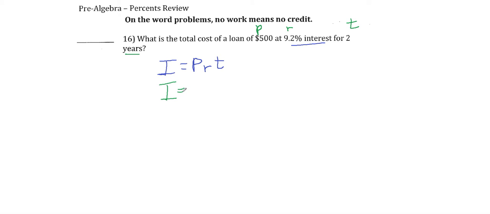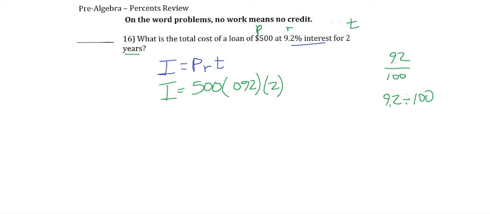Interest equals the principal, which is 500, times the rate. You can either do 0.092, which is what I like to do, or if you want to remember, it's 9.2 over 100, and that's division, so that's 9.2 divided by 100. So that's how you can come up with that 0.092 if you forget or if you're not sure. But then, so that's principal times the rate. We still got to multiply by the time, which is 2. And then let's punch it into the calculator.